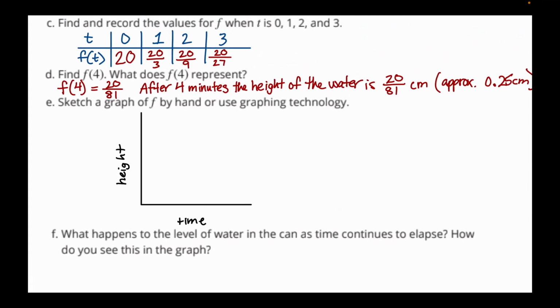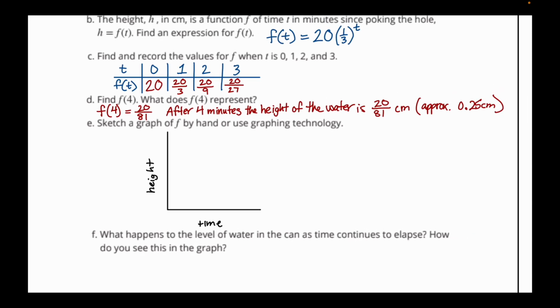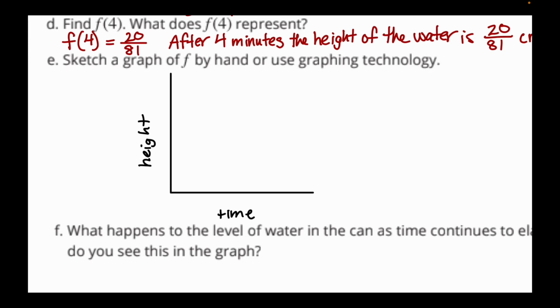Now for time, we have data for 0, 1, 2, 3, and 4. So I am going to have 0 on here. And so then I can just include 1, 2, 3, and 4. And you can really bring it out to 5 even if you wanted. But I'm going to try to just make mine evenly spaced.